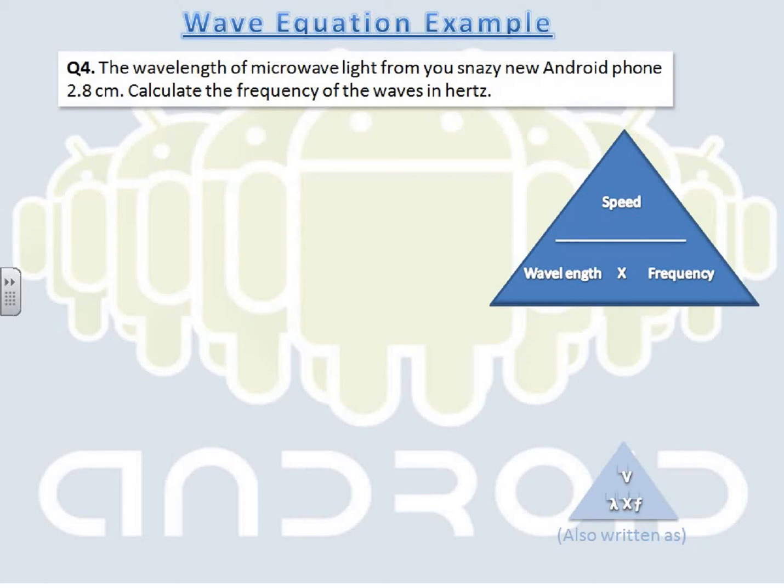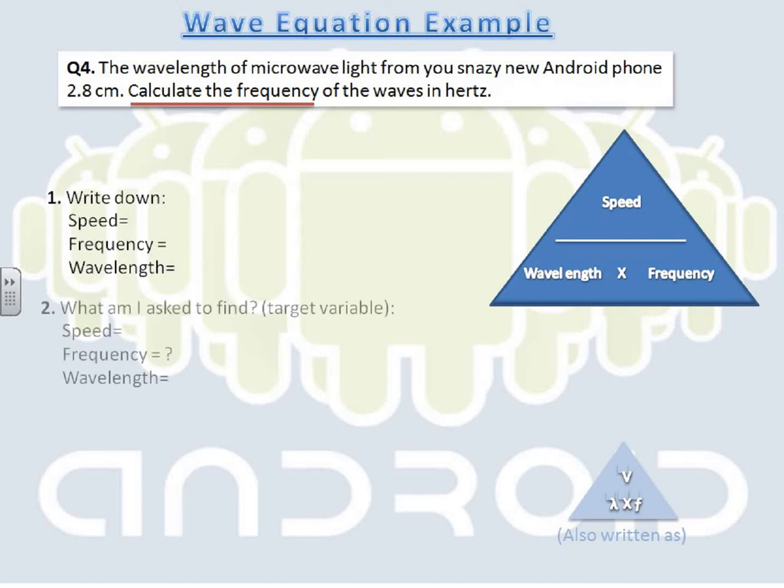So, all to do, you write down, same as always, speed equals frequency times wavelength, and get ready to fill them in. So the first thing you've got to do is figure out what you're being asked here. So it says calculate the frequency. Well, I'll just write down a little question mark next to the frequency, and that tells me that they're probably going to give me speed and wavelength in some way or another, and then I'm going to have to bang those into the triangle and get out my frequency.